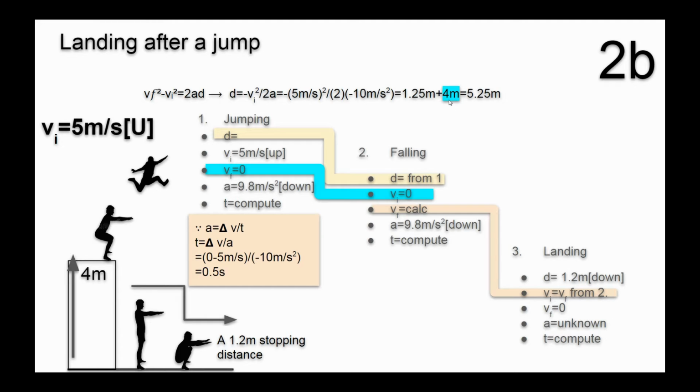Don't forget, though, if we want the absolute distance from the ground, we need to add the platform height on. So he is now positioned 5.25 meters up from the ground. That's his total altitude from the ground now. So in part 2, he falls all the way to the ground. We use the time-independent equation again, and we get that he's going to hit the ground slightly more than 10 meters per second because of this fairly large fall.